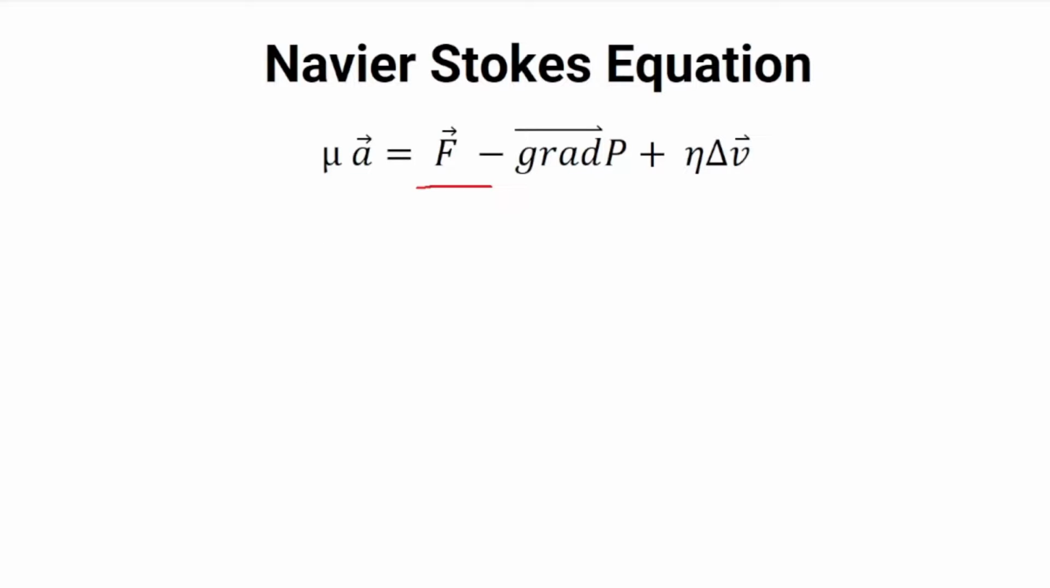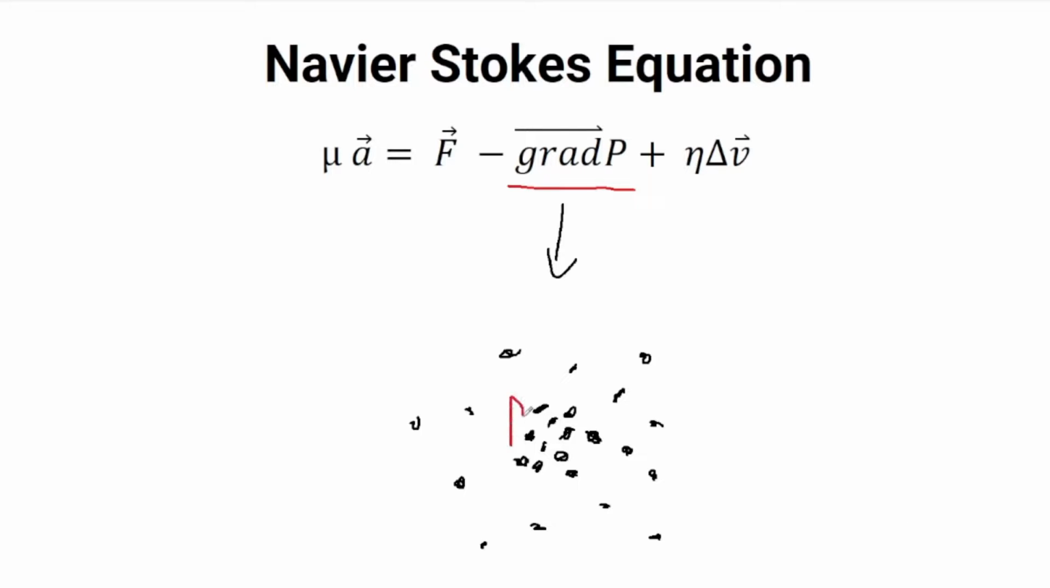F is external forces like gravity, quite straightforward. Minus grad P is the gradient of pressure. Gradient is the elegant way of saying difference. Basically, this force is the pressure force. If there are a lot of particles bunched up together, and others around that are spaced out, there will be huge pressure here and low pressure there. The difference of pressure creates the pressure force.